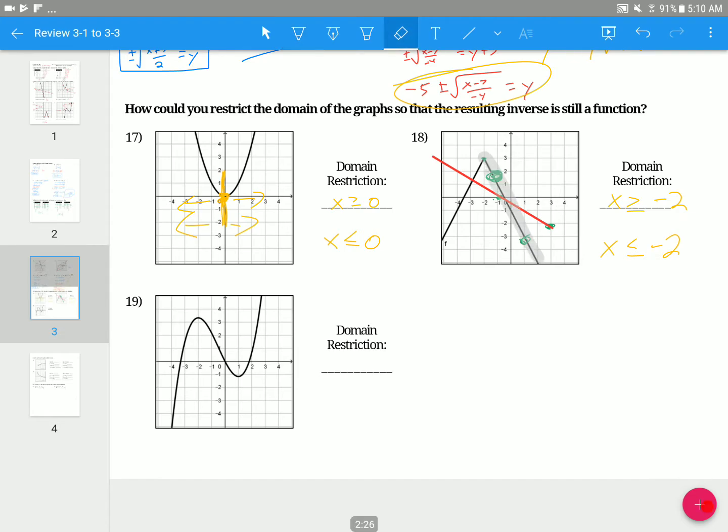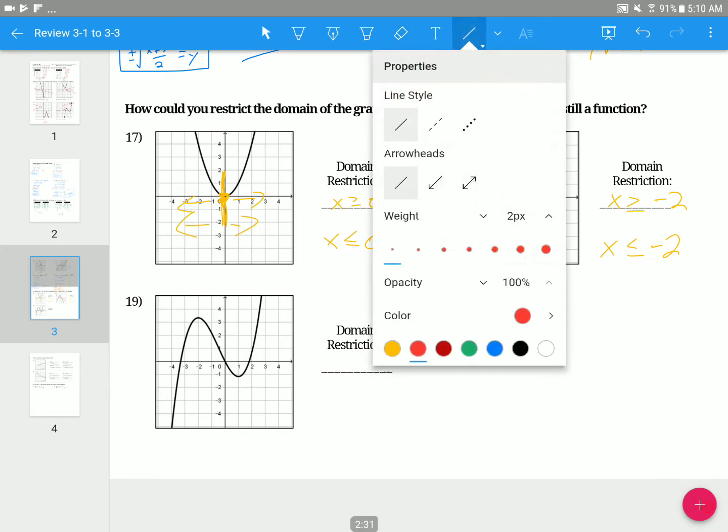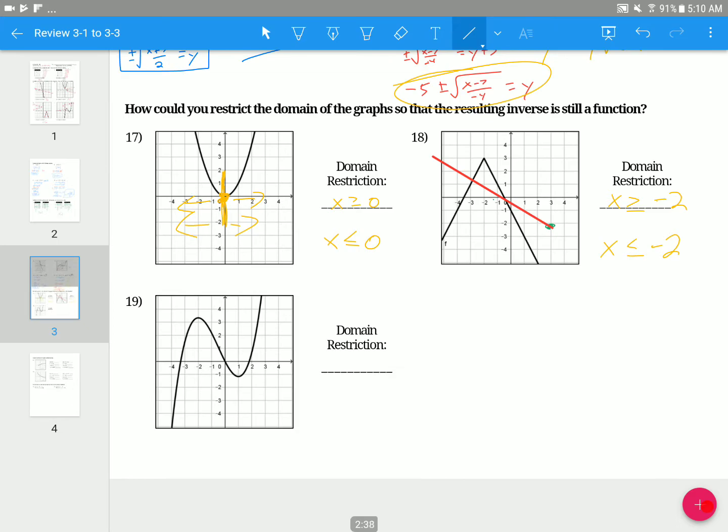Versus if I only take the left side, I'll get something that looks like, let's pick a different color. Let's do blue. I'll get this side of the graph, which I think goes like that. Okay, so the greater than side will get that one. The less than side will get that one. That's why we're restricting the domains, and each one of those is a function.